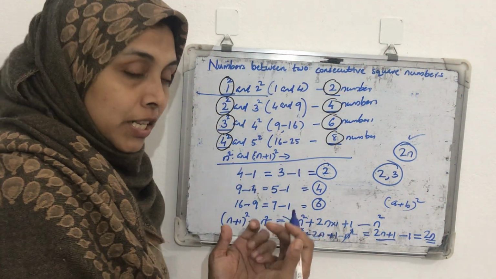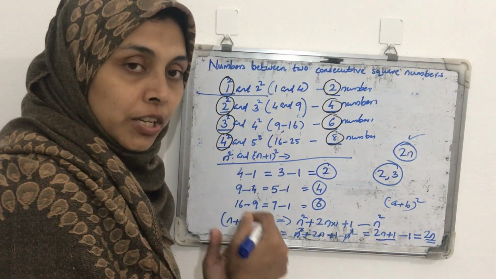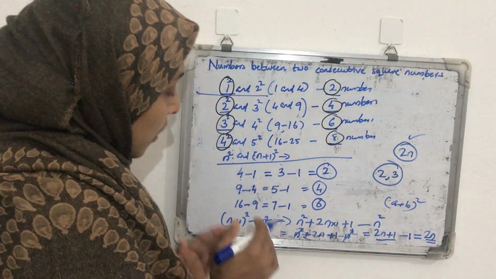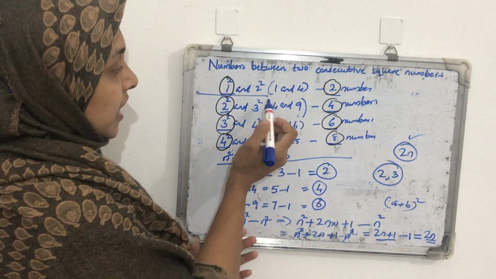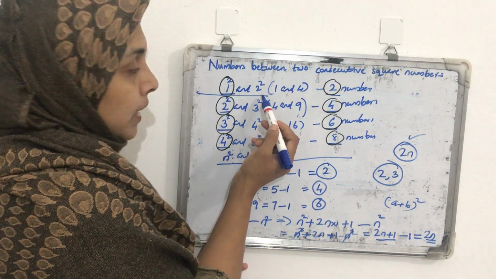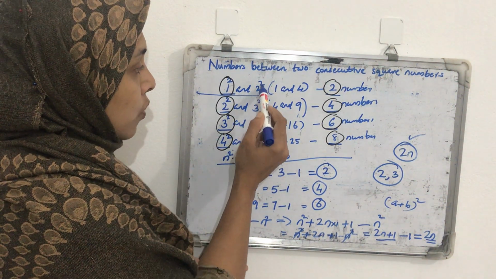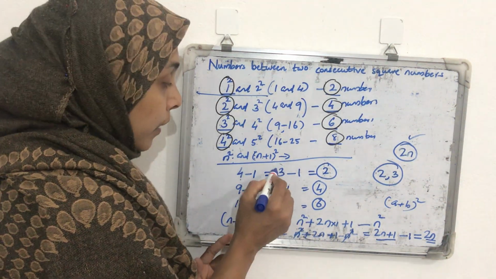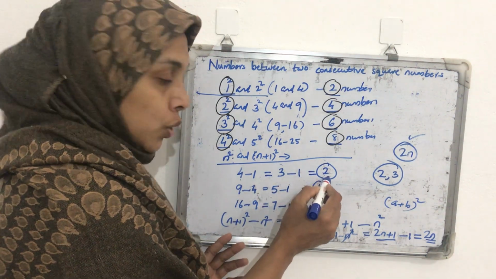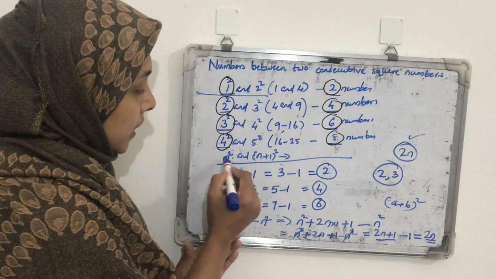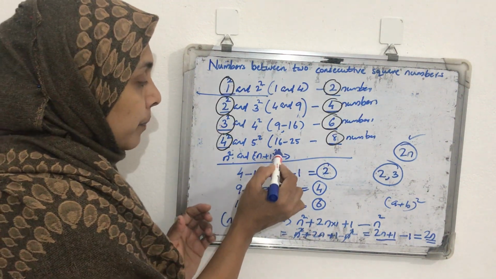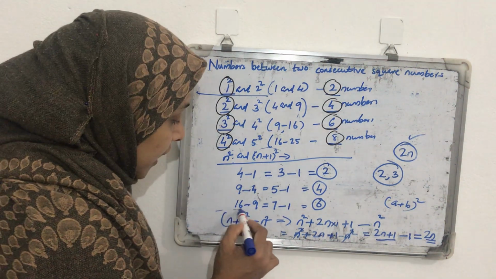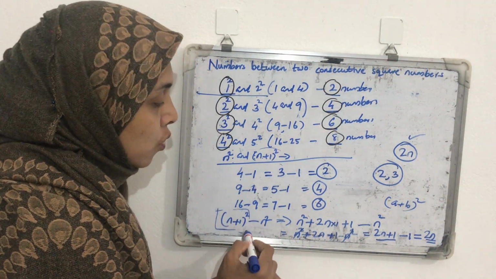Understanding that pattern, you will get how many non-perfect square numbers there are: 2n non-perfect square numbers. In this method, we subtract from the second number's square, that is 2 square, 4, minus 1, and we got 3. From that when we subtract 1 we get 2. Just like in this case of n square and n plus 1 whole square, from n plus 1 whole square we are subtracting n square.